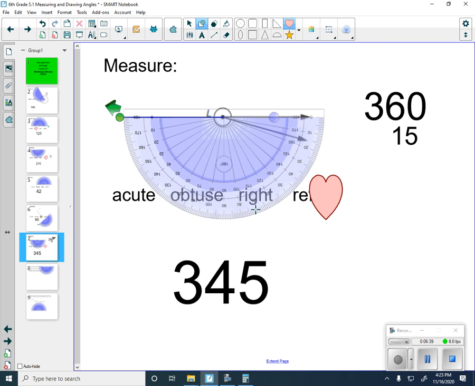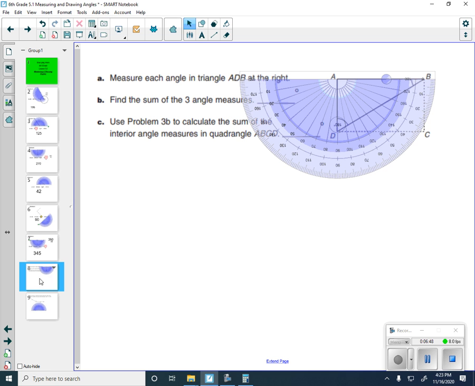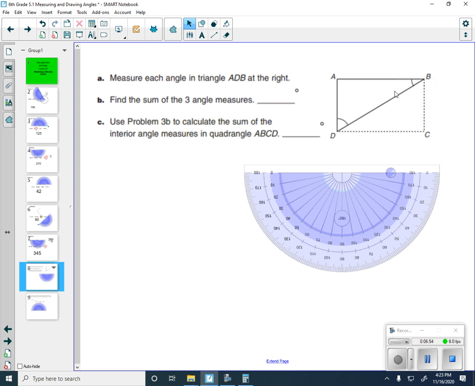A right angle is worth 90. Obtuse angles are larger than 90 but less than 180, and the acute angle is smaller than 90. Take a look at this one. Measure each angle in triangle ADB. ADB. So here's our triangle. At the right, find the sum of the three angle measures.